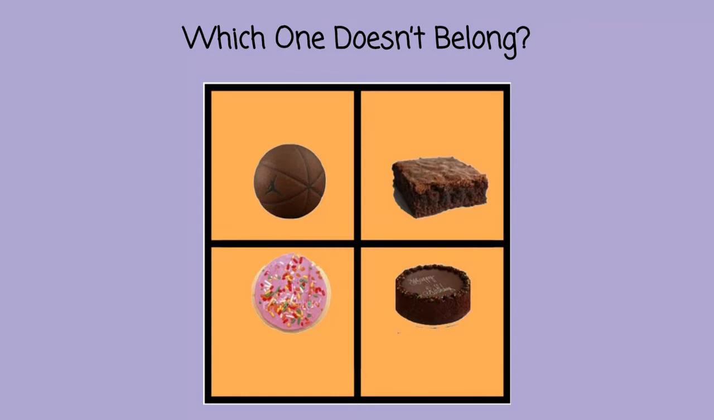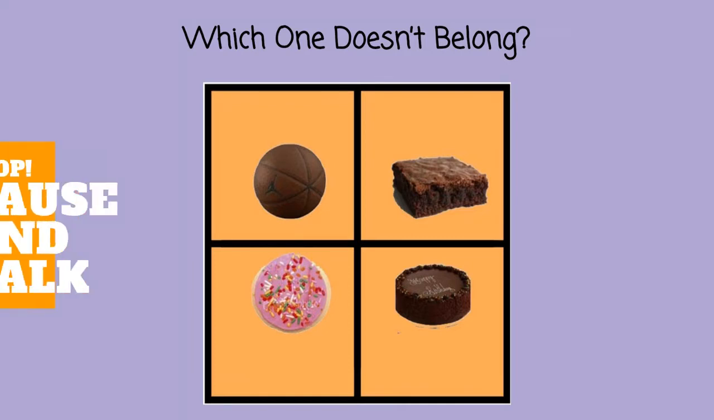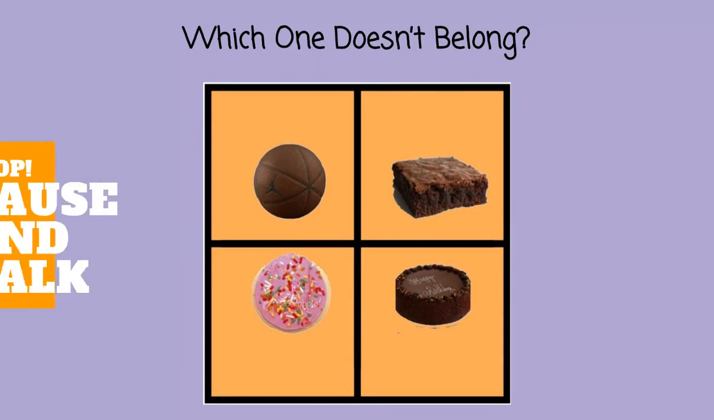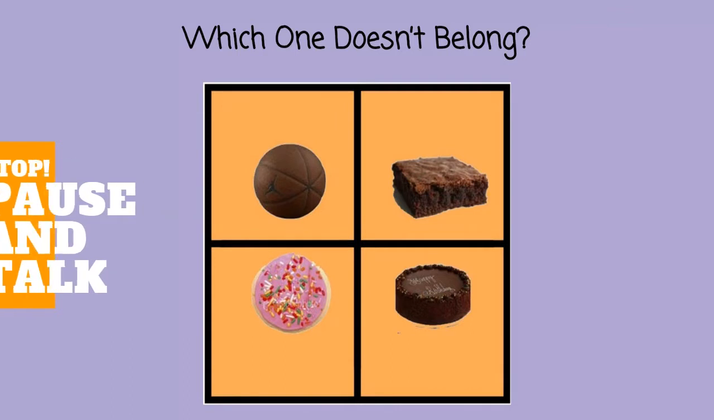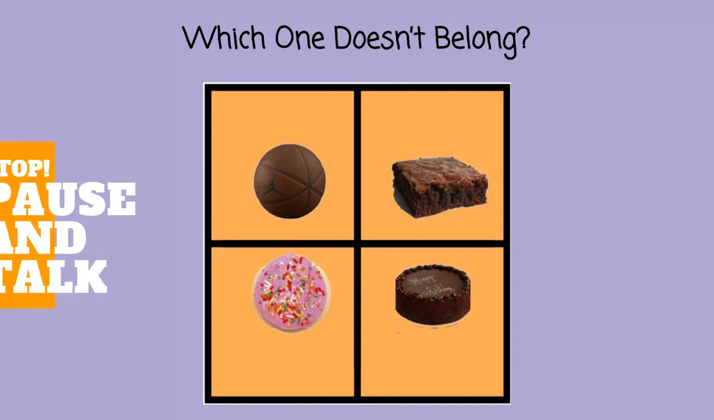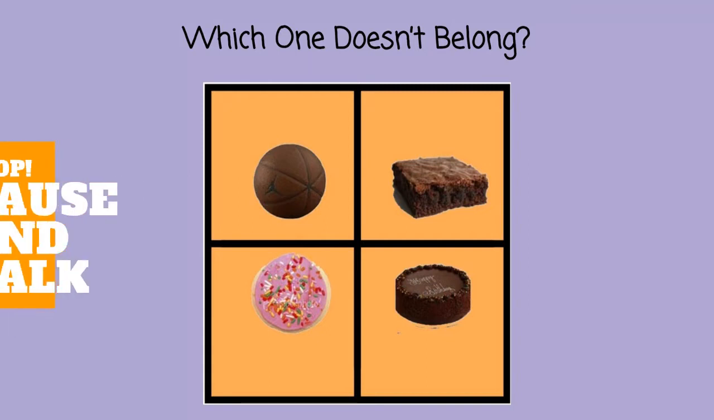So looks like we have a basketball, a brownie, a frosted cookie, and a birthday cake. So again, pause the video right now, have a conversation to think of as many ways as possible and decide why one of the pictures doesn't belong. Already just looking at this, I can tell a couple of different ways why some of them don't belong. All right, go ahead and pause the video.